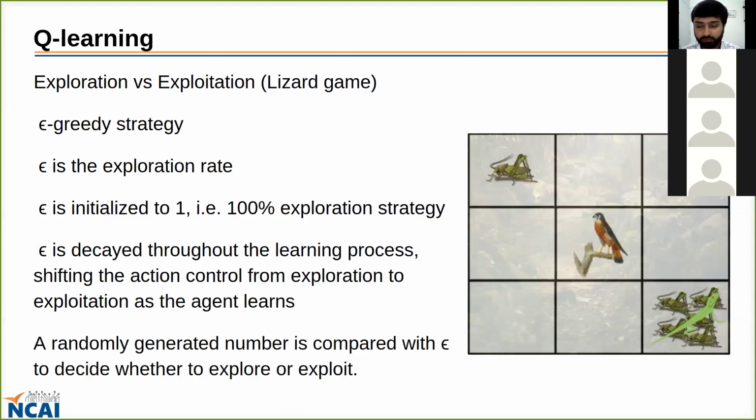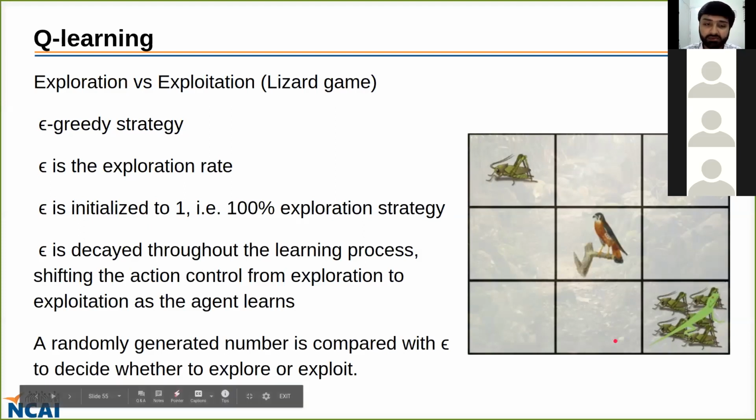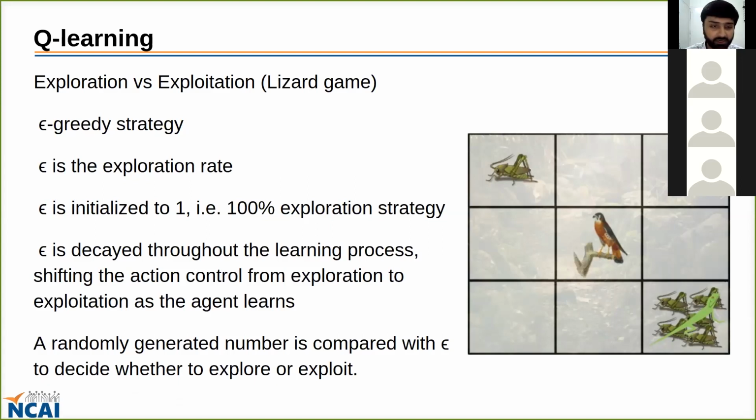If you want to understand how the actions are selected, in all of the algorithms I have seen, a randomly generated number between 0 and 1 is compared with epsilon. If it is greater than epsilon, then we take an action with respect to our present policy. And if it is less than epsilon, we take a random action.